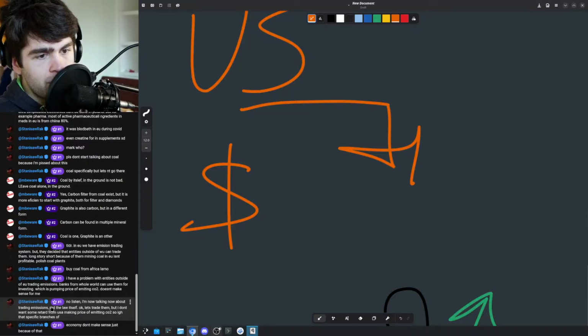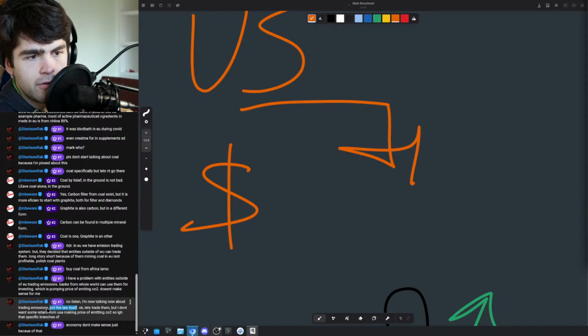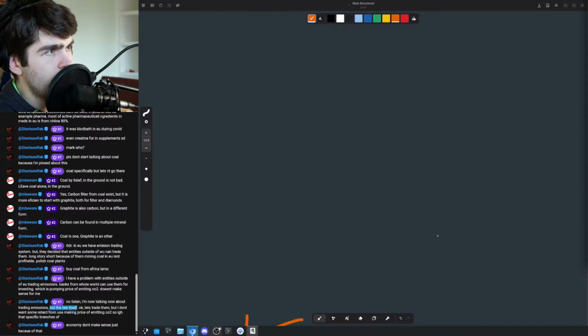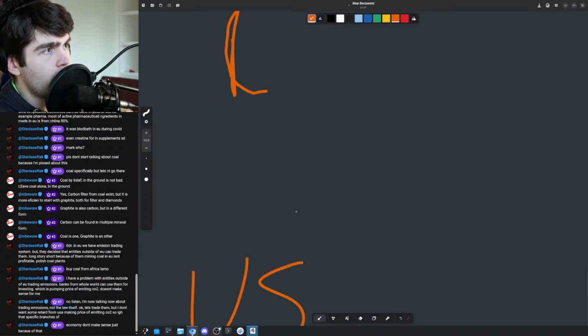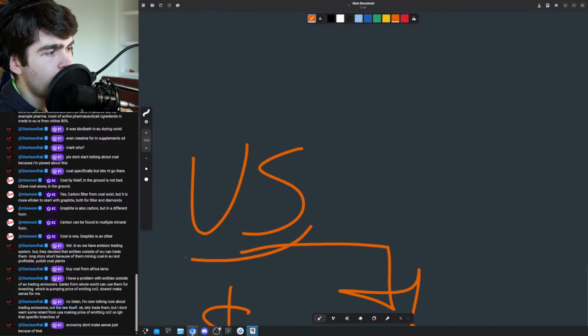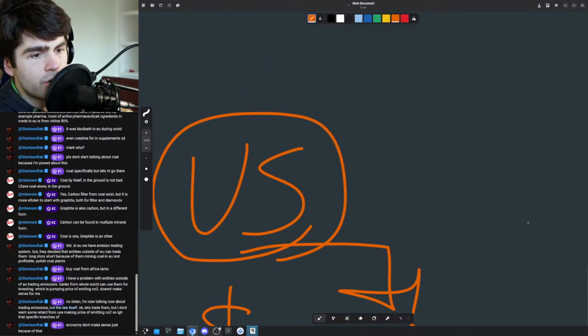When you say not the law itself, oh, okay, I think I understand that part now. When you say not the law itself, you mean the carbon trading in and of itself, or the regulation or the law, that's not the problem. It's the foreign intervention part. Okay, got it.